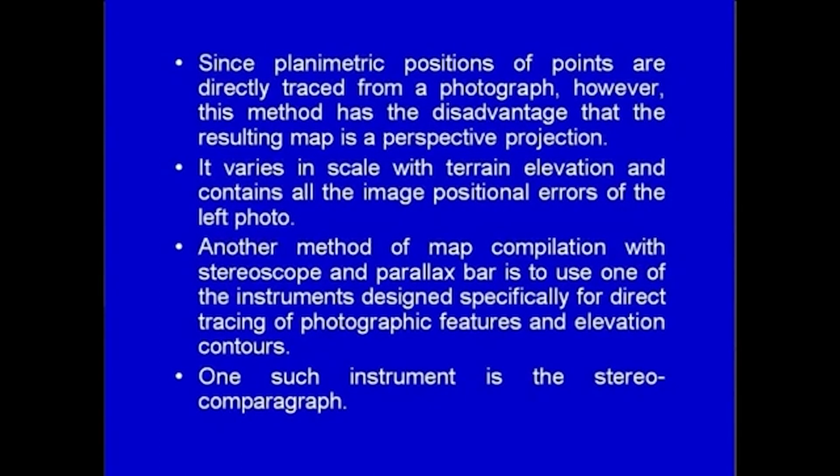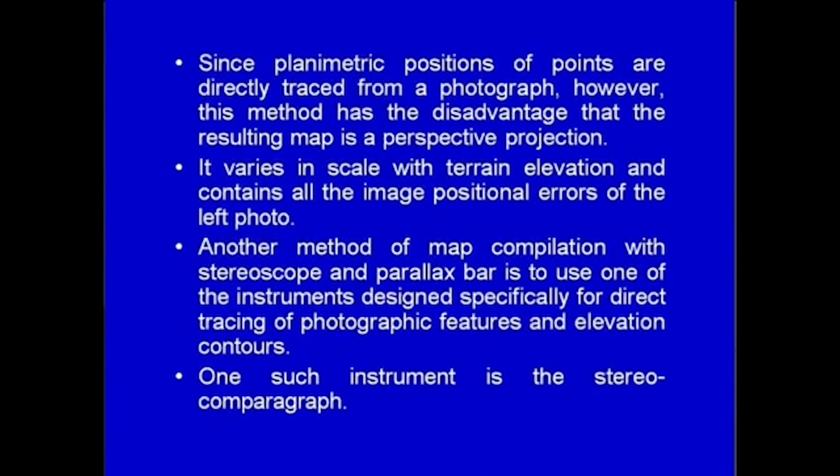Since planimetric positions of the points are directly traced from a photograph, however, this method has a disadvantage, that is, the resulting map is a perspective projection. It varies in scale with terrain elevation and contains all the image positional errors of the left photograph. Another method of map compilation with stereoscope and parallax bar is to use one of the instruments designed specifically for direct tracing of photographic features and elevation contours.